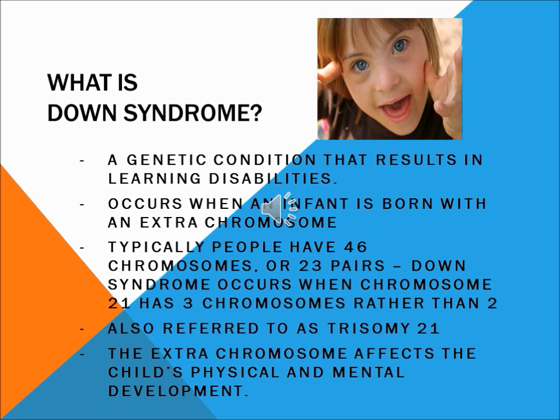Down syndrome occurs when an infant is born with an extra chromosome. These individuals are born with 47 rather than 46. Usually it occurs on chromosome 21, where there's a third chromosome rather than just two. This extra chromosome affects the individual's physical and mental development, and it also causes some health problems and medical conditions.